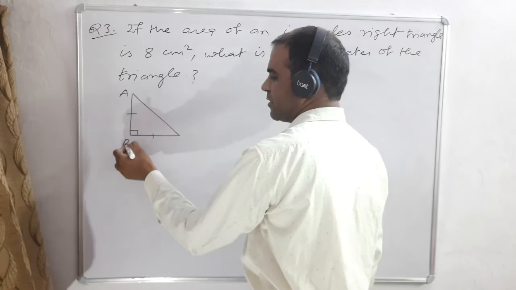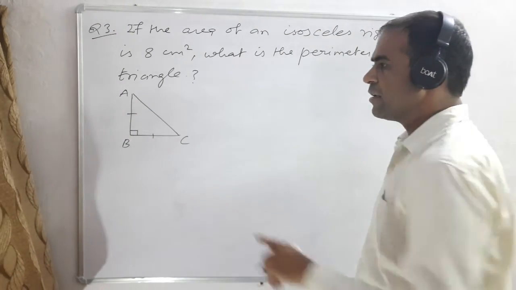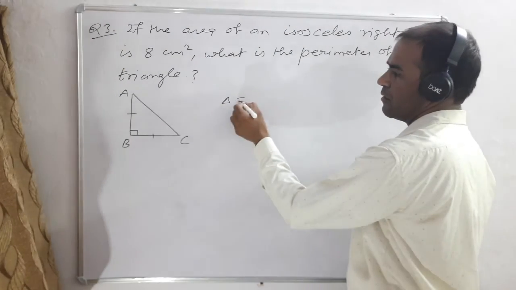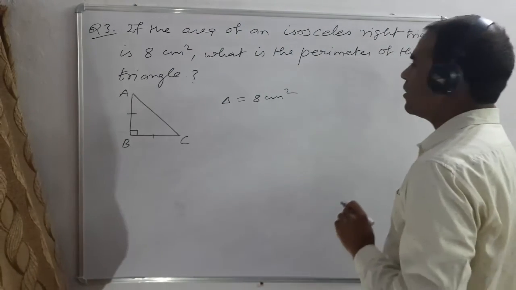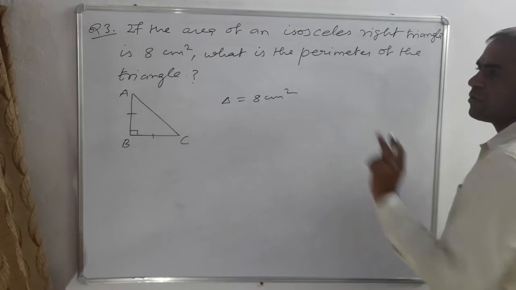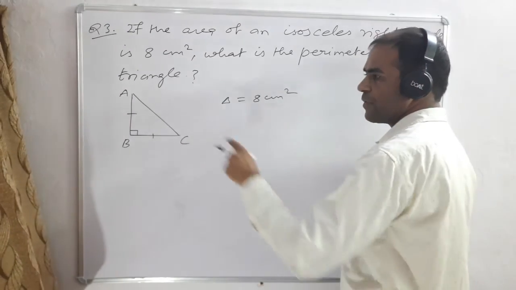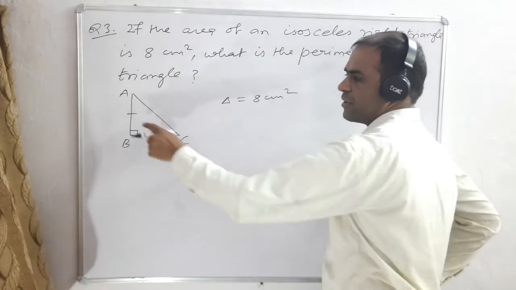Given a triangle ABC in which angle B is 90 degrees and AB and BC are equal, and its area is 8 centimeter square, find the perimeter of this triangle. The perimeter is the sum of all sides, so we will find all three sides. First of all, find the two sides.